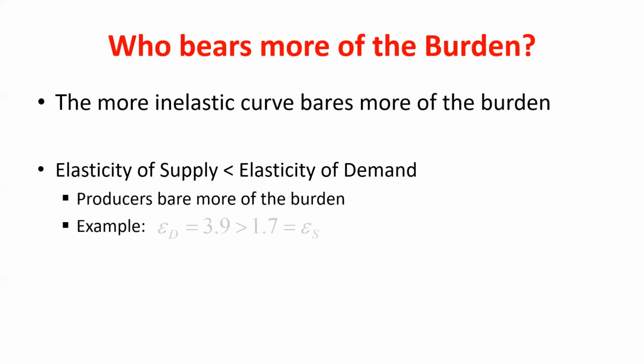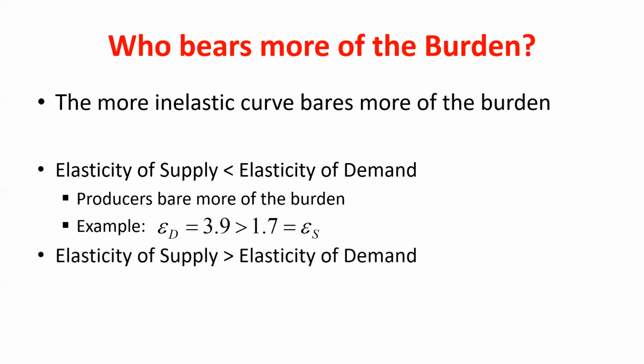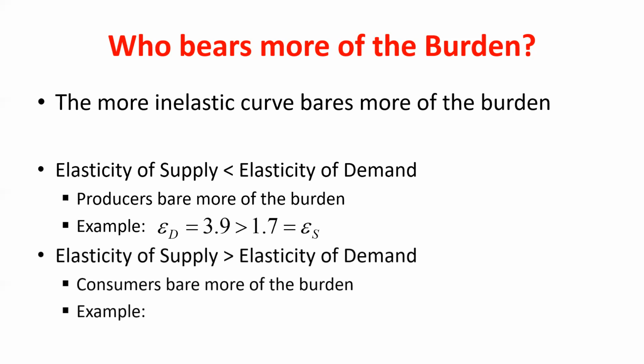I think I have an example here. Let's say I had some actual measures of elasticity. I compute the price elasticity of demand. I compute the price elasticity of supply. The elasticity of demand is higher. That means consumers are more responsive. They can avoid the burden. And then here we would see producers are going to bear more of the burden of that tax.